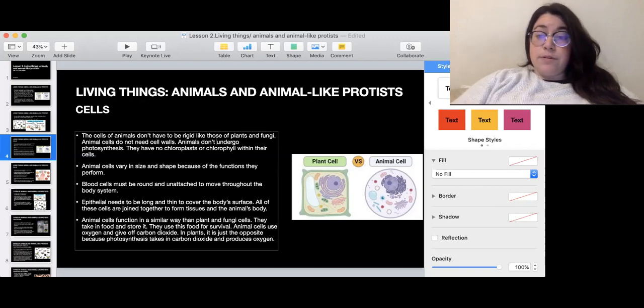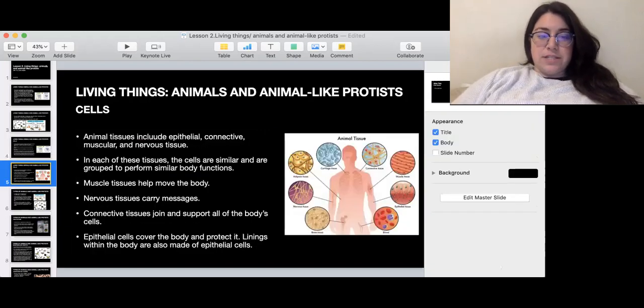They take in food and store it. They use this food for survival. Animal cells use oxygen and then give off carbon dioxide. In plants, it's just the opposite, because photosynthesis takes in carbon dioxide and produces oxygen. So the other way around.